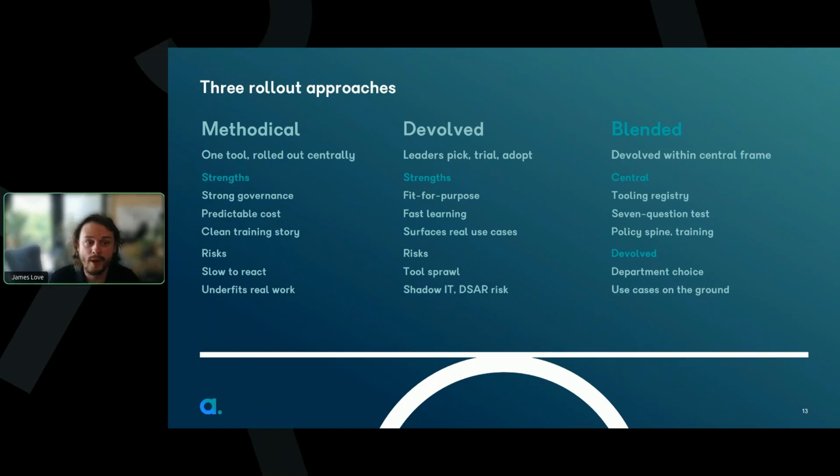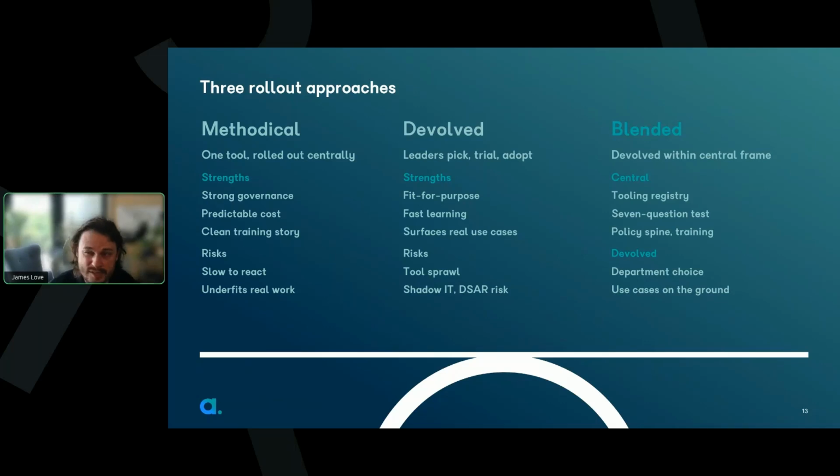Devolved would be where you allow and empower leaders to trial and pick and adopt their own tools. You ultimately are more likely to get fit for purpose tools for the given use case, driving towards excellence. You will get fast learning because plenty of things will fail quite quickly, and or they're more specific real use cases that you can learn from. You also get tool sprawl, integration debt, inconsistent data handling, and something called shadow AI or shadow IT, which in a more regulated sense, certainly within GDPR, quickly becomes a DSAR problem.